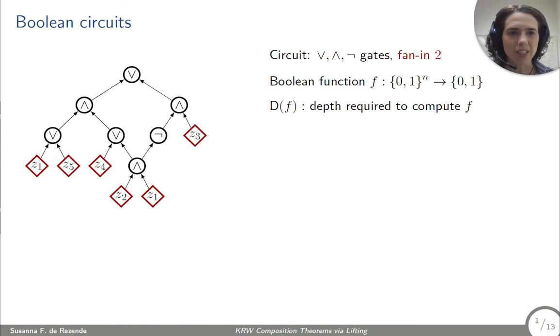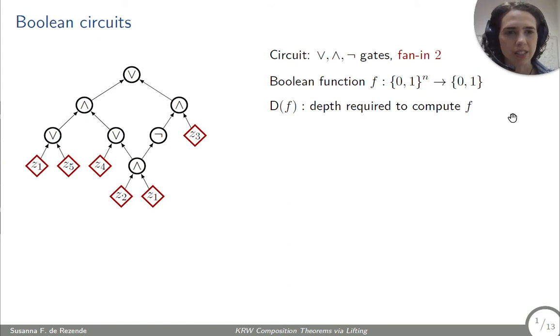Okay, so in complexity theory, we're interested in understanding how hard it is to compute functions. So here, the model is going to be Boolean circuits. These are circuits with AND, OR and NOT gates. And for the purpose of this talk, we'll only be focusing on circuits with fan-in 2. Okay, so the measure that we'll be interested in for this talk is going to be the depth. So d of f is the minimum depth required to compute the function. So it's the depth of the shallowest circuit that computes f.